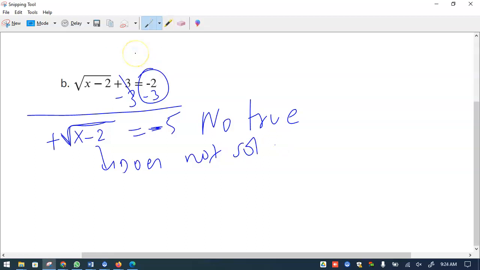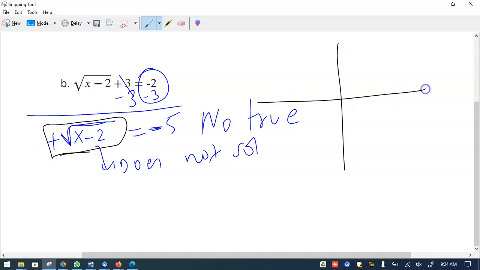And I'll go on. Okay, to understand this graph, if you want to see the visuals of this graph, it is the square root graph. This is the original graph, square root. It moves 2 units to the right. So 1, 2. This is the graph of y equals square root of x minus 2.